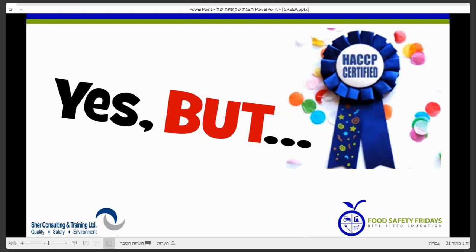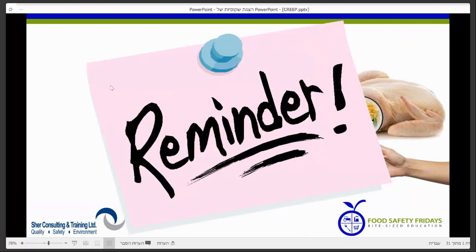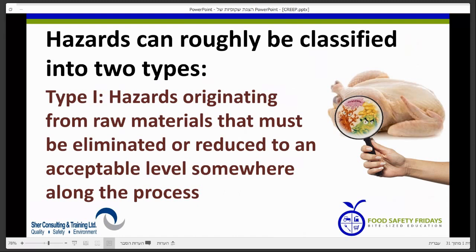I'll just remind the participants that I classify hazards into two types. This is my own classification. This is not something from the literature. I call type 1 hazards those originating from raw materials, and these must be eliminated or reduced to an acceptable level somewhere along the process.